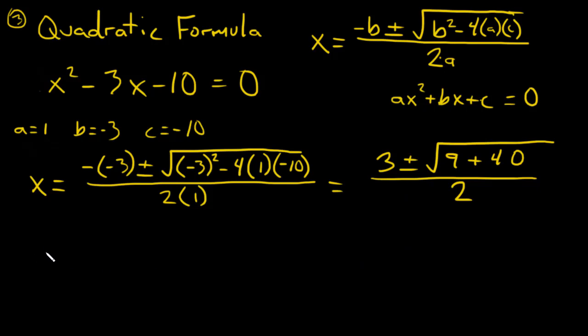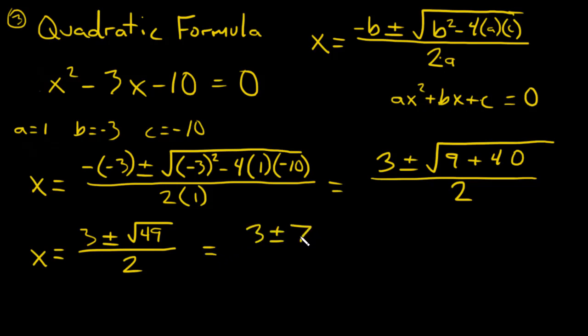So this becomes x equals 3 plus or minus root 49 over 2, which is going to be 3 plus or minus 7 over 2. And I'm fine if you leave it just like this. If you don't want to leave it like this, my x is equal to 3 plus 7 over 2, and x is equal to 3 minus 7 divided by 2.